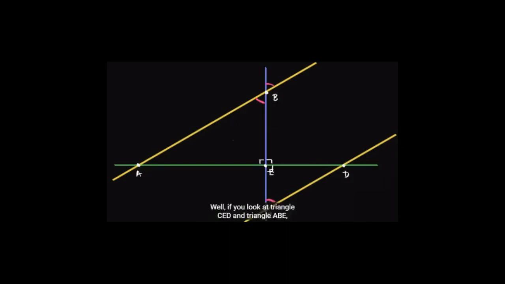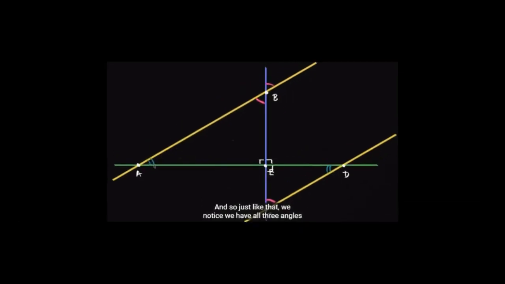Well, if you look at triangle CED and triangle ABE, we see they already have two angles in common. So if they have two angles in common, their third angle has to be the same too, because this third angle is just going to be 180 minus the other two. And so just like that, we notice all of the corresponding angles are the same in both of these triangles.